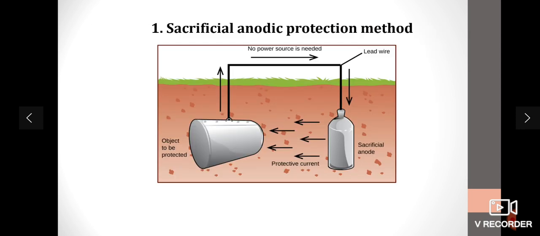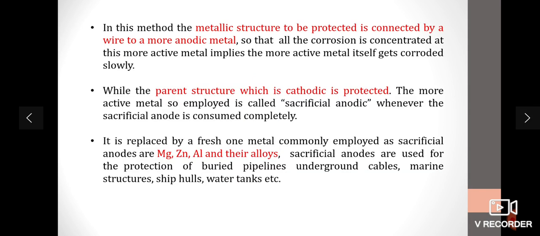See, if you want to protect the pipeline, it should be forced to behave as a cathode, so this metal should be connected to the more active metal. If the pipeline is made of iron, it should be connected to a more active metal like magnesium or zinc or aluminum, so that all the corrosion is concentrated on the active metal.